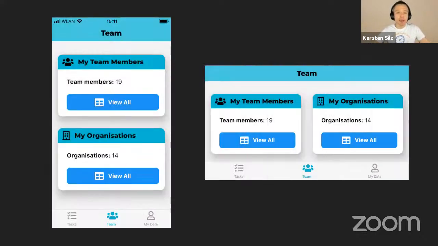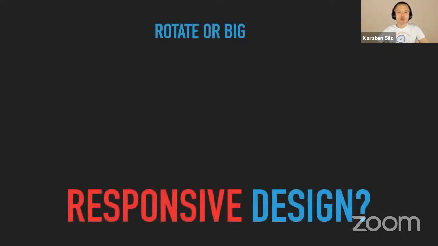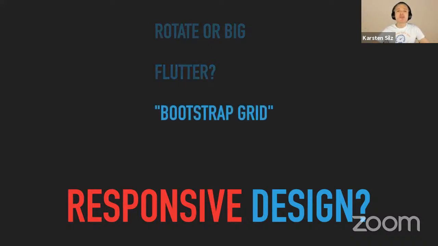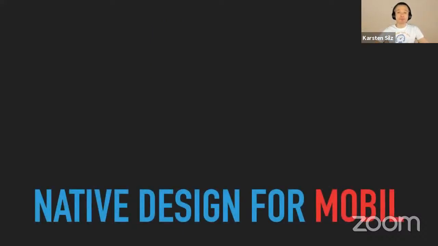So this is my app in portrait mode and in landscape mode. You see the two cards on top of each other and right next to each other, right? Quite common because you rotate your phone or you've got big devices. Flutter doesn't really give you a good way of doing that. And so I used a plugin that imports the concept of the Bootstrap grid into Flutter.